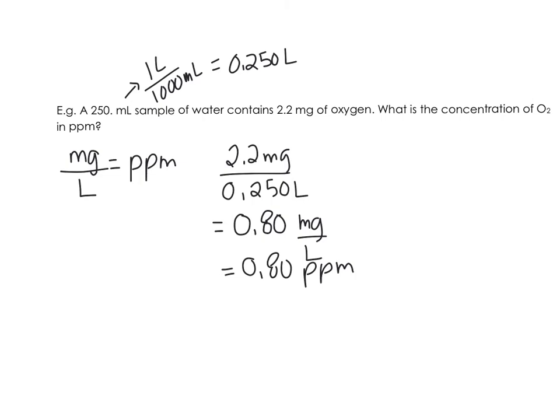If we multiply this number by 1,000, we would have parts per billion. So if you multiply that by 1,000, that would be equal to 800 parts per billion. There's a 1,000-fold difference between parts per million and parts per billion. This is the answer we were looking for.